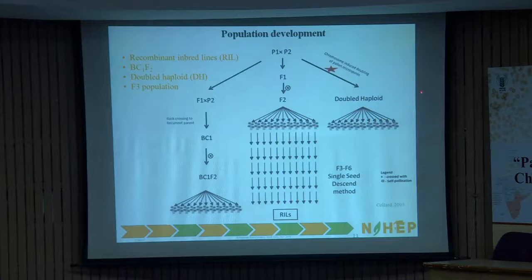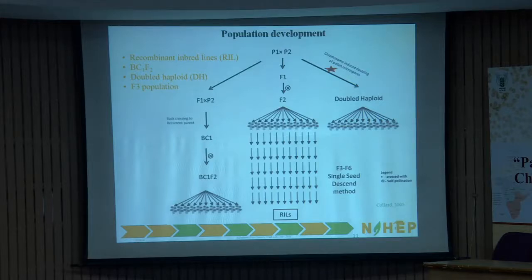And the other one is double haploid. It's quite easy when you have a protocol for transformation. You have a protocol for haploid culture and you do the doubling, and then you will develop a double haploid. In wheat, the maize and wheat system is there for double haploid production, which I will explain in future slides. So, the choice of mapping population.